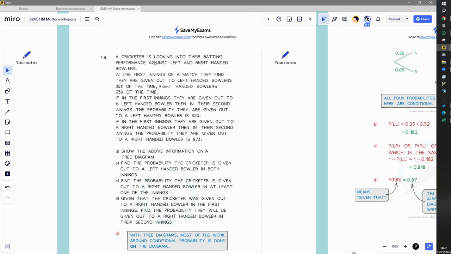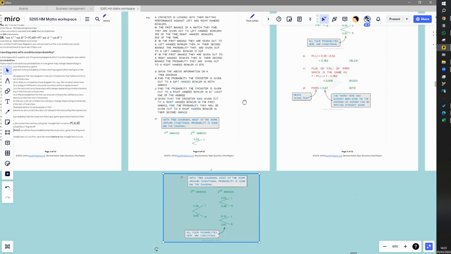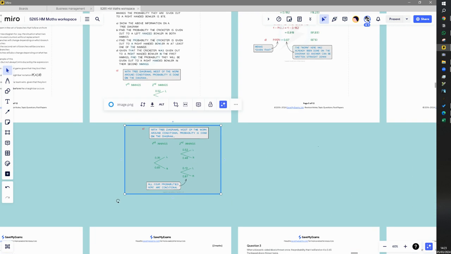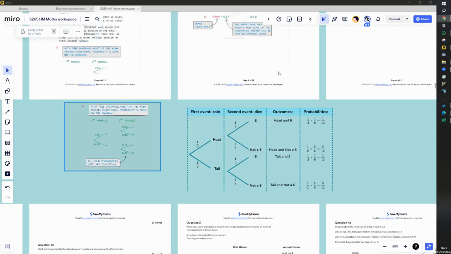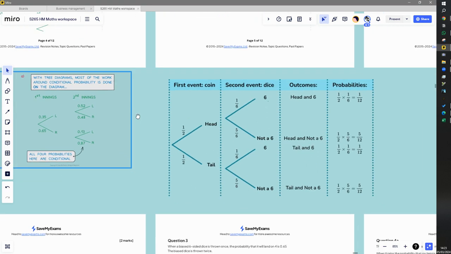Okay, cricketers looking into their batting performance against left and right bowlers. What a complex example to give. Find the first innings of a match. They find they're given out left-handed bowlers 35% of the time. This is a complex example. Let me pause the video and get a better example. We don't want to have to understand the details of cricket to understand this first example. One second. So this is a bit better, really.